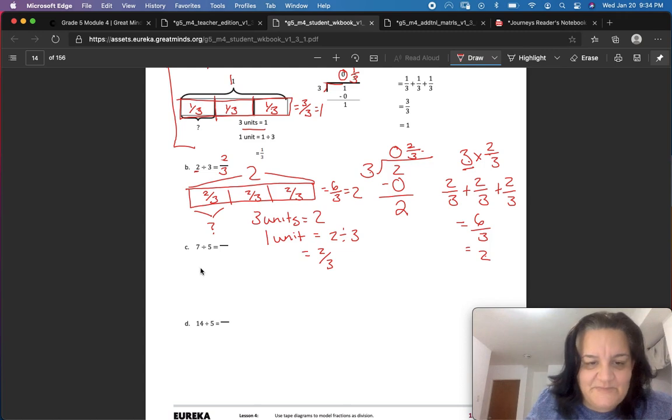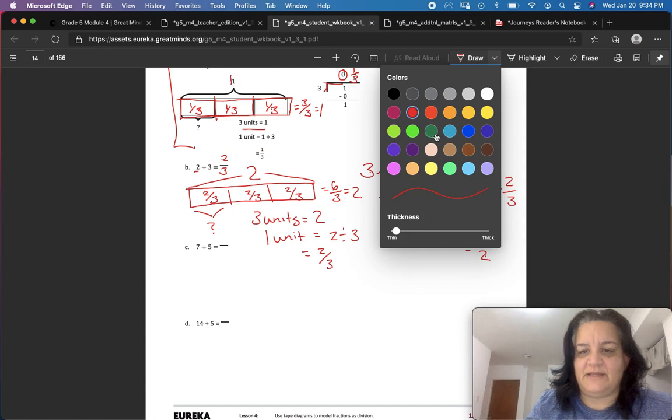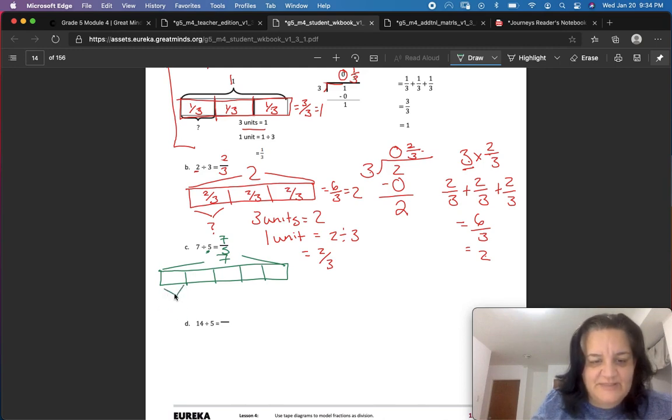Okay, next one, 7 divided by 5. So we're going to create our tape. I'm going to change colors here so that you know that I'm on a different question, so that if it mixes into the red there, you know that I'm on a different question. Okay. 7 divided by 5. So here's my tape diagram, 7, and that represents 7. And I'm going to divide it 5 times. So 7 by 5. Okay. So 1, 2, 3, 4, 5. And how much does one chunk represent? Well, it represents 7/5.